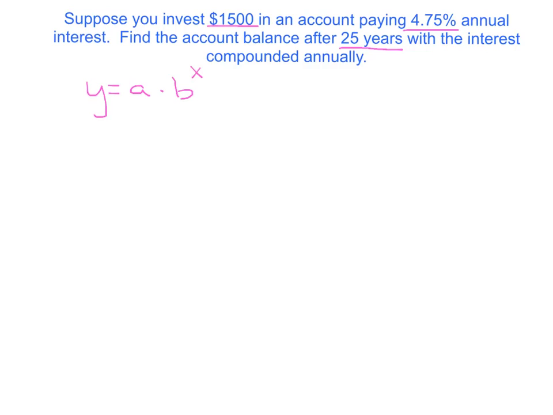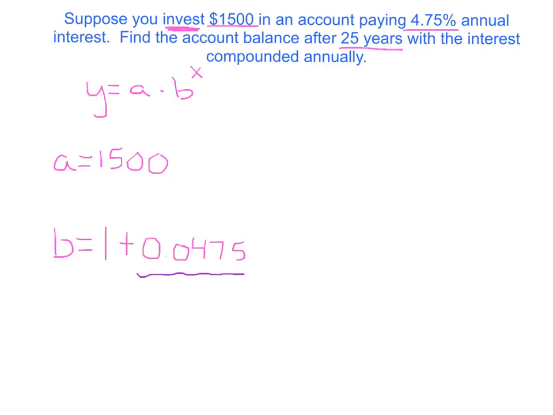So, a is your starting amount. How much money are you starting with? $1,500. And b, the percent is 4.75%, but we're investing, so we want our money to grow. So we need to do 1 plus 4.75% as a decimal, which is 0.0475. If you ever get stuck on how to write your percent as a decimal, just remember you can always take your percent and divide by 100, or move the decimal place twice.